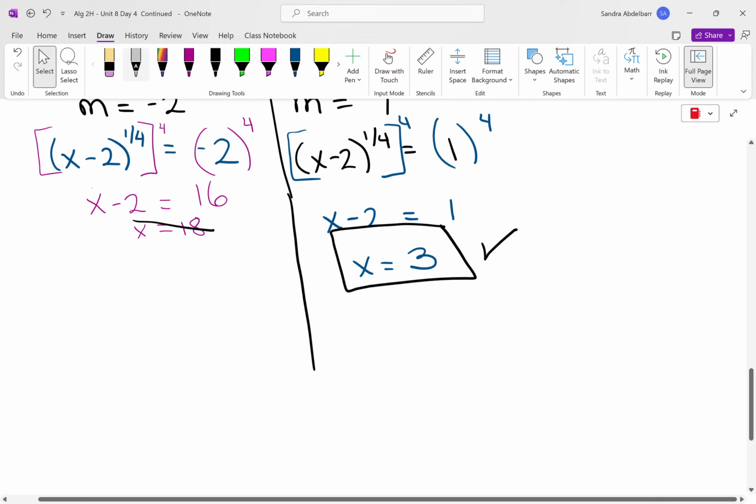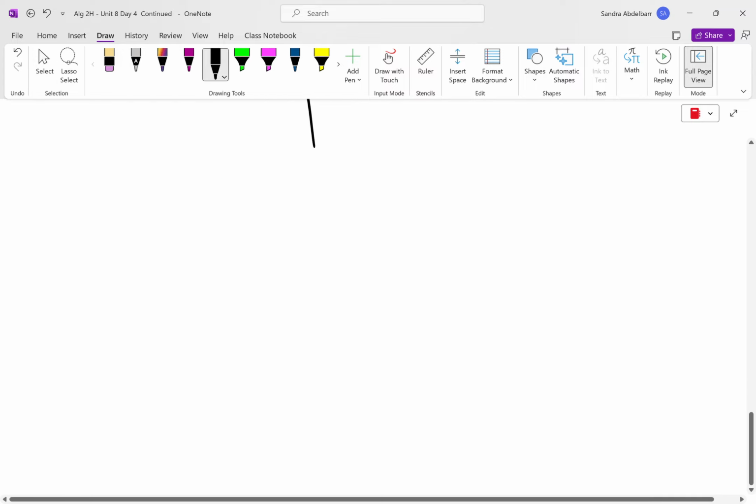Okay, let's keep going. Did we solve these? Yes, we solved this one.